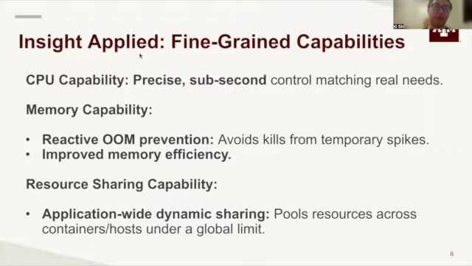What capability does this provide? For CPU control, Escra can make precise and fast adjustments. It closely follows the app's instant CPU needs. It doesn't lag behind. For memory management, it offers reactive OOM prevention. If memory use spikes in a short period, Escra can intervene. It can prevent the container from being killed because of OOM. This improves stability. It also improves memory efficiency.